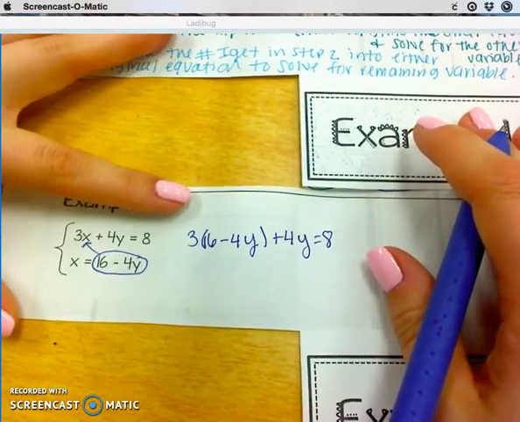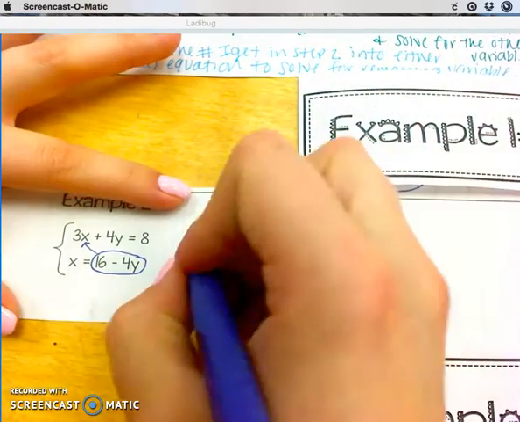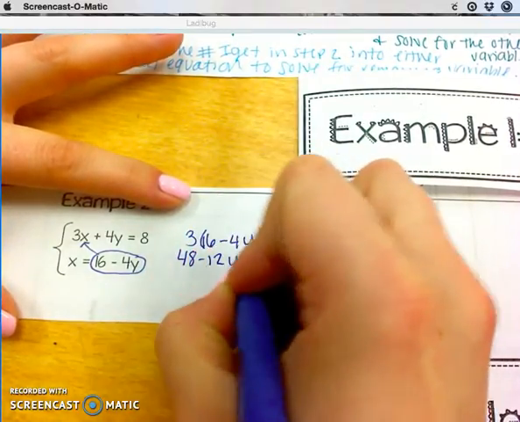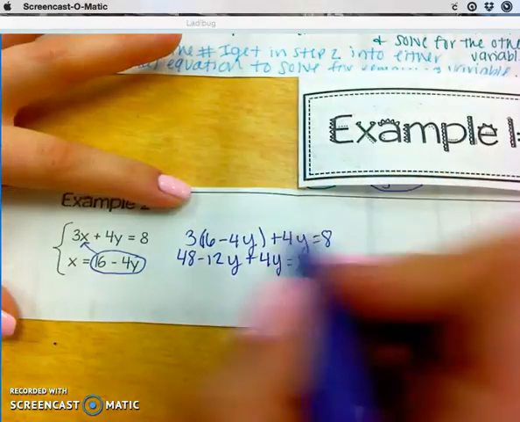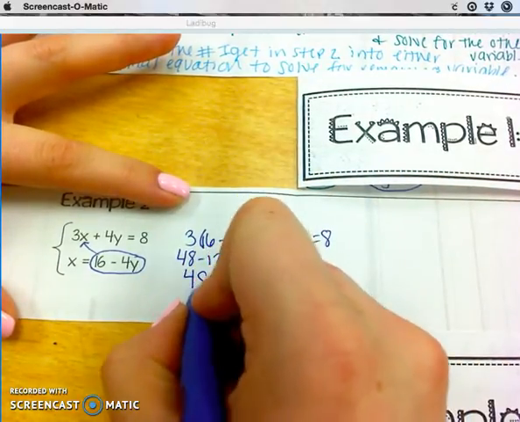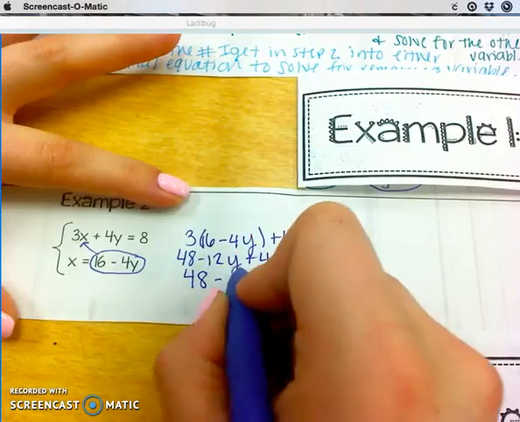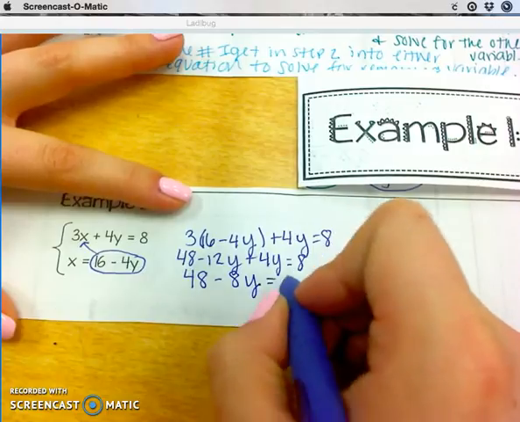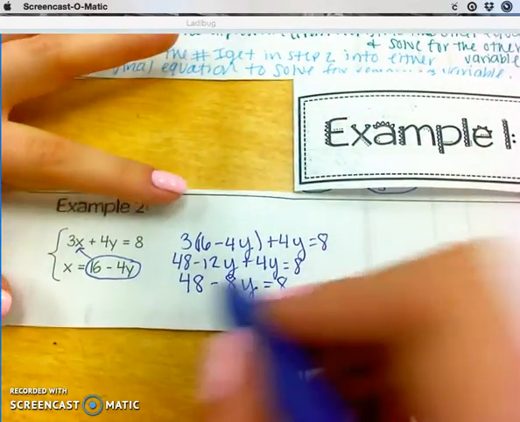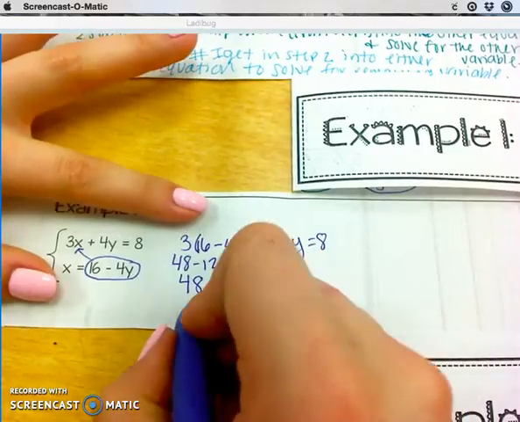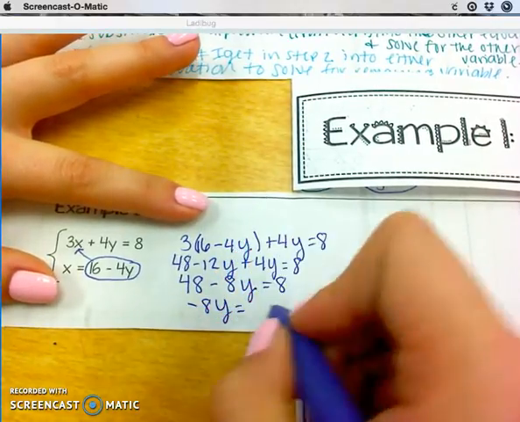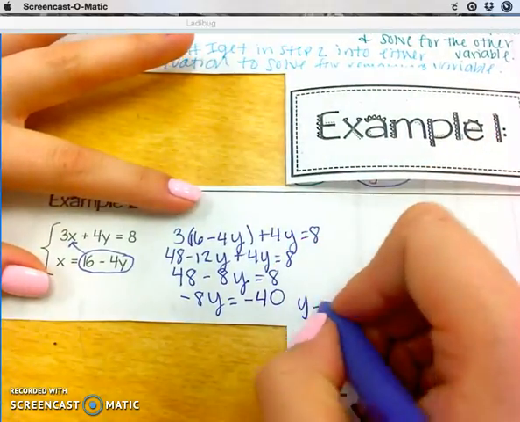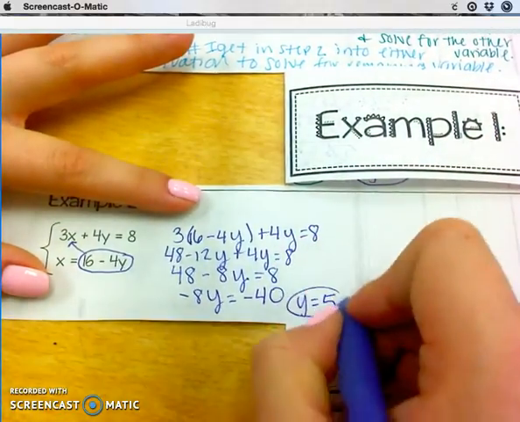I'm going to distribute because I'm solving for y now. So 48 minus 12y plus 4y equals 8. Combine like terms. Negative 12 plus 4 is negative 8y, so 48 minus 8y equals 8. Solving for y, get rid of 48 by subtracting. Negative 8y equals negative 40. And last step is to divide, so y equals 5.